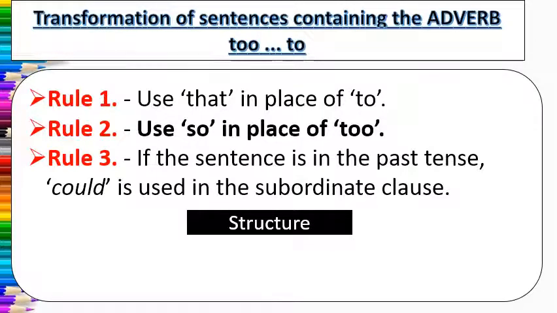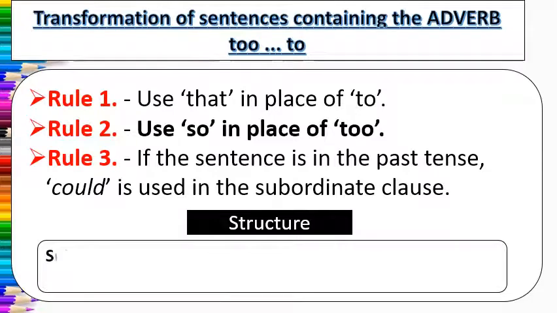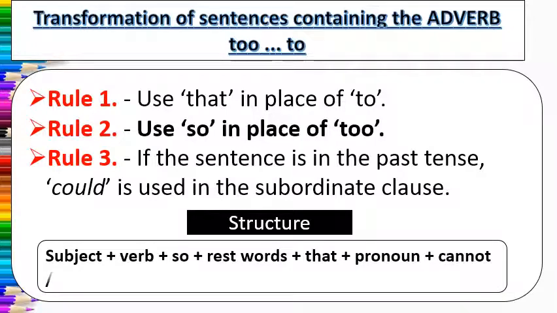So when you transform that particular sentence, the structure will be: subject plus verb plus so plus rest of the words plus that plus pronoun. Pronoun will change as per the subject of the sentence, plus cannot or could not or couldn't, plus rest of the words. See students, this structure can be changed as per the sense of the sentence sometimes. Basically, we are following the same structure. Now let us see a few examples to clarify it.